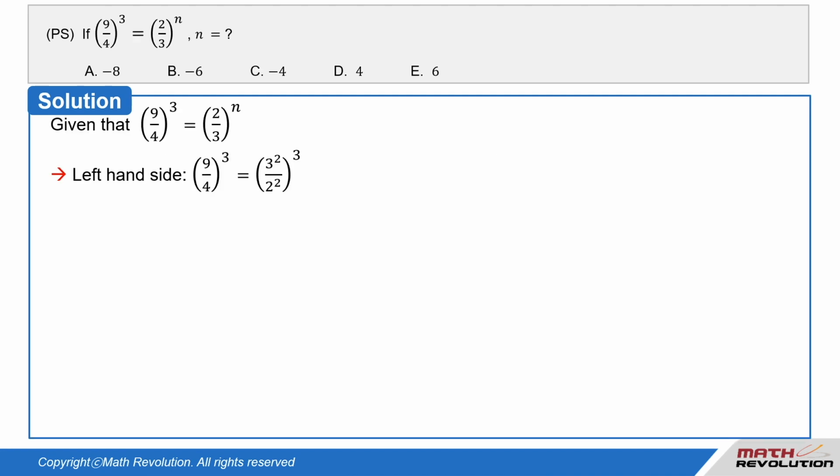We are given (9/4) cubed equals (2/3) to the power of n. Let's take the left-hand side and get it in the same form as the right-hand side so that we can compare the two sides. Thus, (9/4) to the power of 3 is equal to (3 squared over 2 squared) to the power of 3.